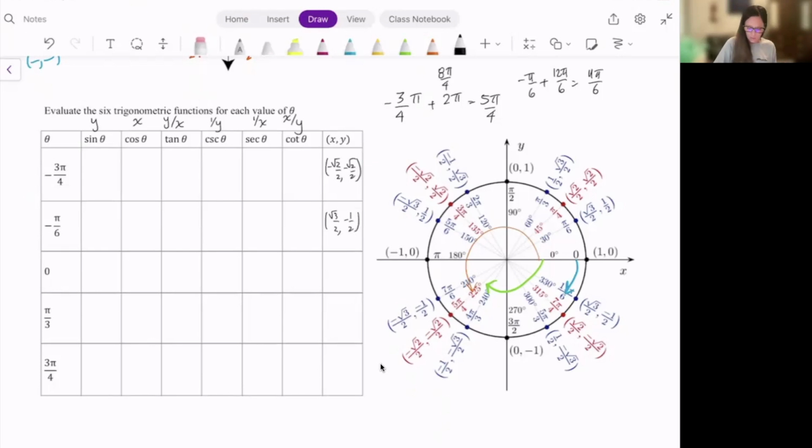0 is going to have an xy of 1, 0. Pi over 3 is going to be 1/2, root 3 over 2. And then 3 pi over 4 is negative root 2 over 2, positive root 2 over 2. So pulling the sines and cosines should be very easy. Sines are all of the y values, cosines are all of the x values. I'm going to do that for each of these. All of the y values. And then all of the x values.